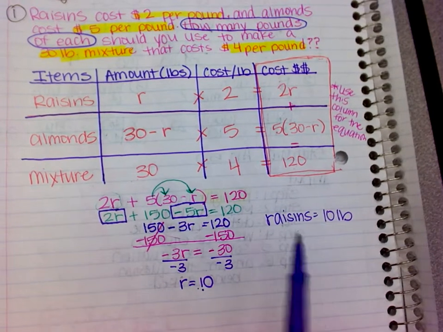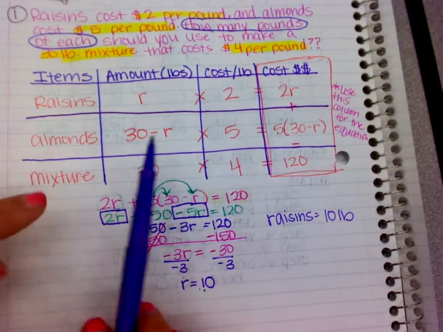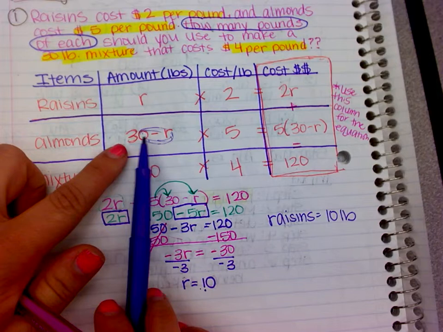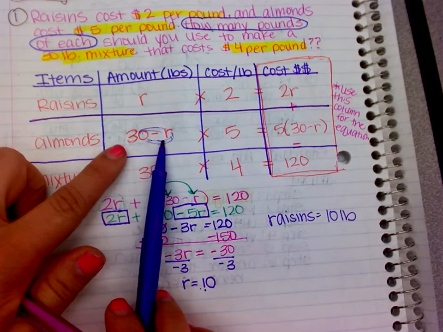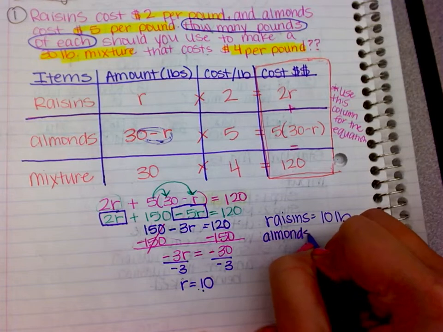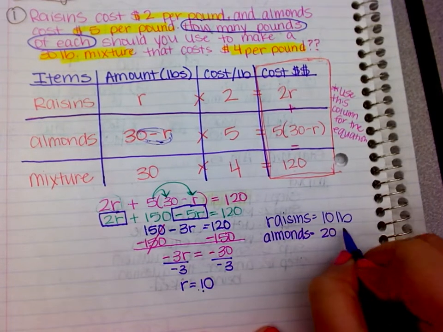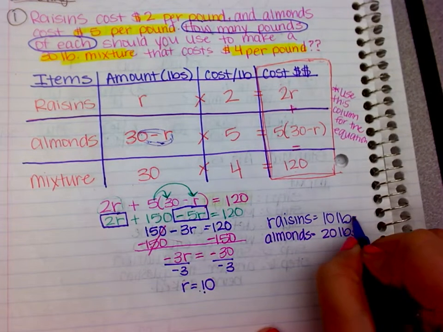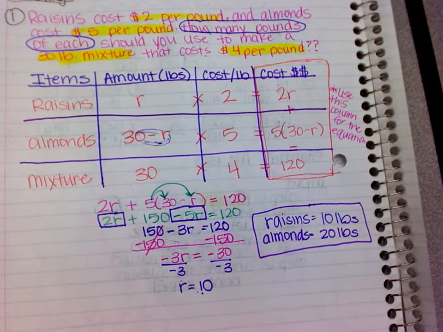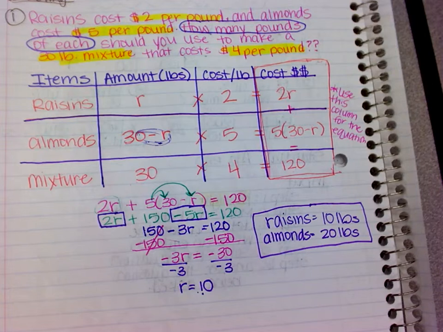Now to find out how many pounds of almonds we have to use, we're going to plug our 10 back into this equation here. So 30 minus 10 equals 20. So almonds equals 20 pounds. And that would be your answer, not R equals 10. Okay.